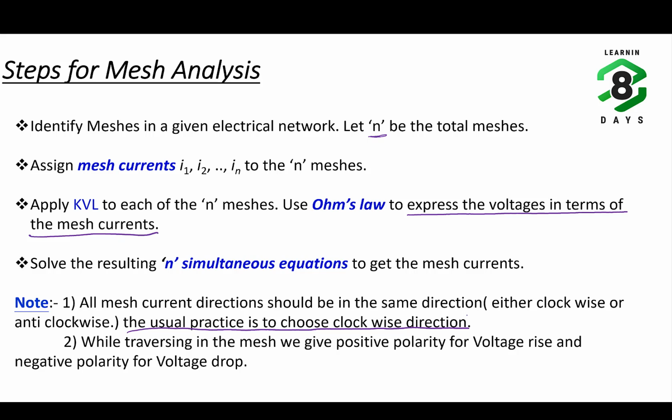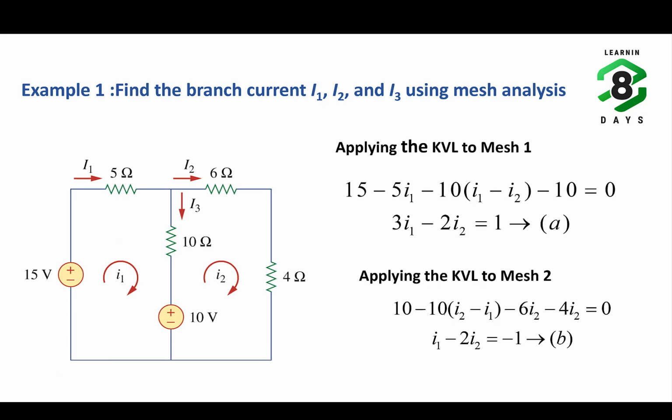Next, while we traverse in a mesh, we assign positive polarity to the voltage rise. That means if you traverse from negative terminal to positive terminal, it is a potential rise. So we assign positive polarity for that voltage. When we traverse from positive polarity to negative polarity, it is a voltage drop. For voltage drop, we give negative sign. That you will understand in the example.